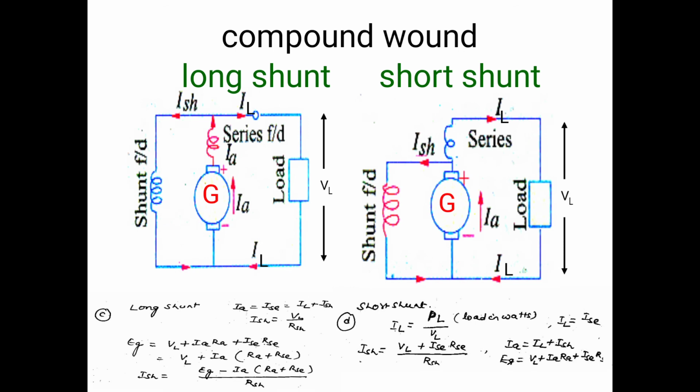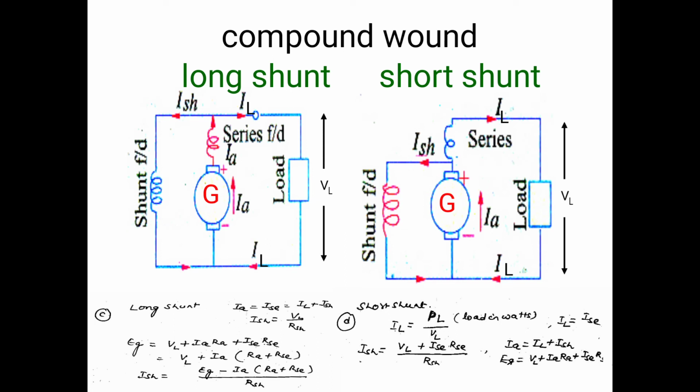Okay, next one, the compound wound DC generators. These generators are divided into two types: the first one is long shunt, and the other one is short shunt. This compound generator has a total of three windings: one armature winding and two field windings. One field winding is connected in series and the other is connected in parallel. The series connected winding is called the series field winding, and the parallel connected winding is called the shunt field winding.